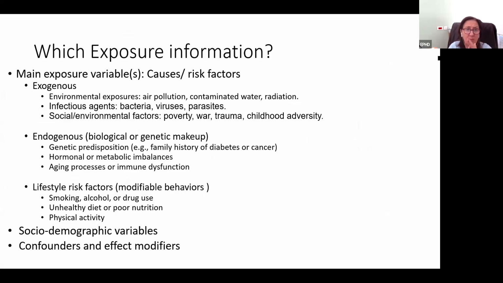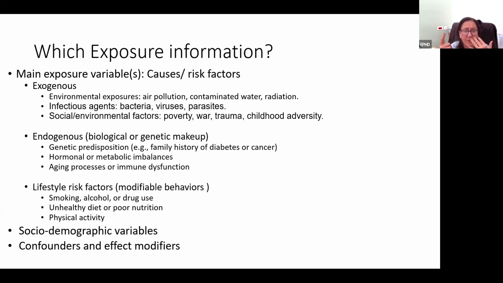Okay, so I will talk about exposure and then stop quickly. Which exposure information? When we talk about exposure information, there are so many things that we would like to collect data on at baseline. It could be exogenous variables. We're talking about risk factors, right? So environmental, infectious, social and environmental. It could be biological or genetic makeup. I could be collecting data on hormones, genetic predisposition, family history, but I can also be collecting data on lifestyle risk factors. So it could be environmental exposure.